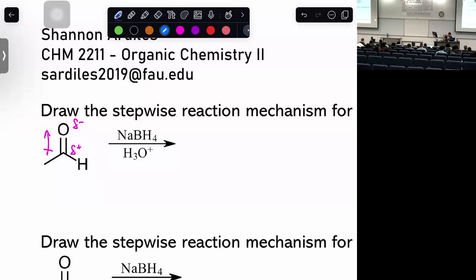Okay. If we know that the reducing agent is the one that provides the nucleophile, which we know is going to be whatever hydrogen is presented in that reagent. In this case, it's just going to be a normal hydrogen. But keep in mind that you can be given isotopes.